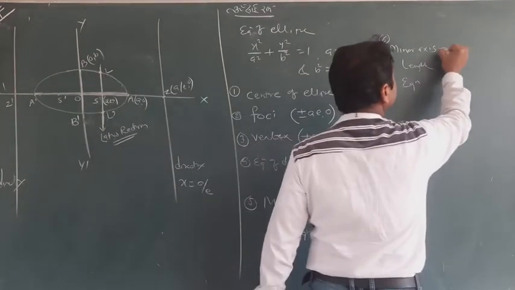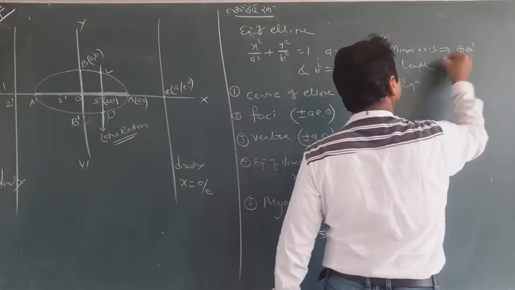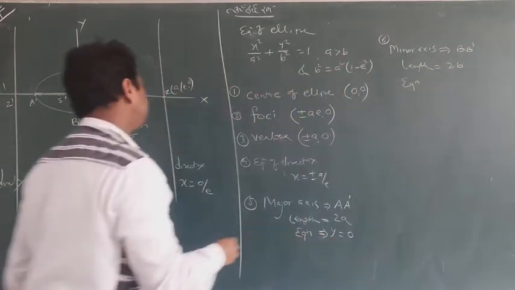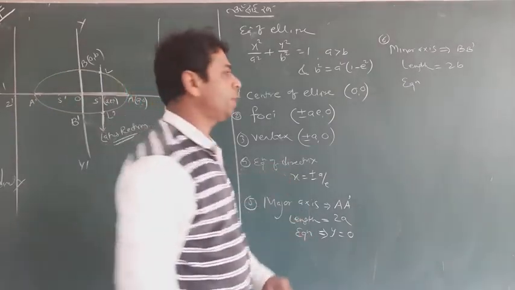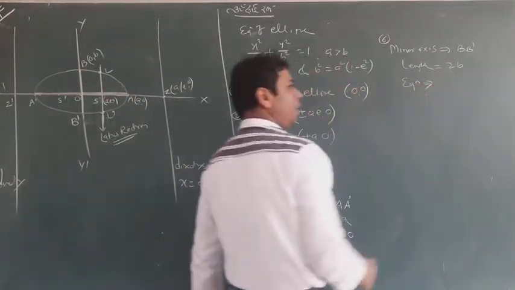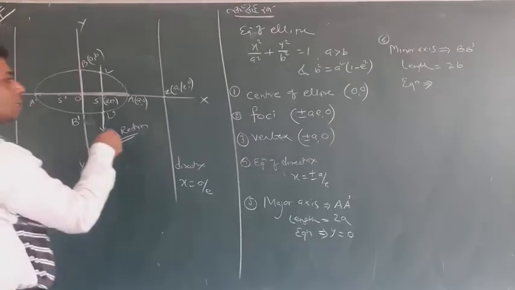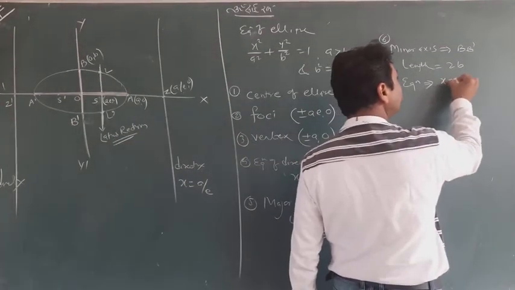It is none other than B to B dash. So the length is 2B, because that distance is B and that distance is also B. So B to B dash is definitely 2B. And its equation: it is lying along the y-axis, so the equation of the y-axis is x equal to 0.